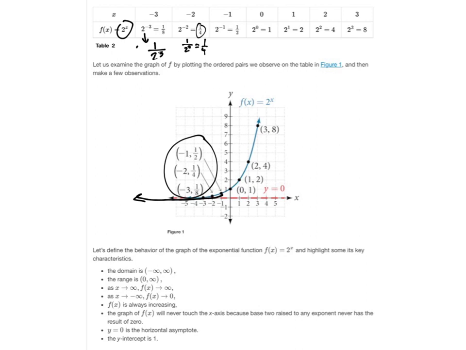We never actually go into negative land. We may be very, very, very small, but it's not going to be 0. As long as there ever was donut, there will always be some donut. You will never have negative donut. Are we clear? Okay, so that brings us to this. It says, let's define the behavior of the graph. Well, the domain is negative infinity to positive infinity. This thing goes forever and ever left and forever and ever right. You can see that when you look at the picture.